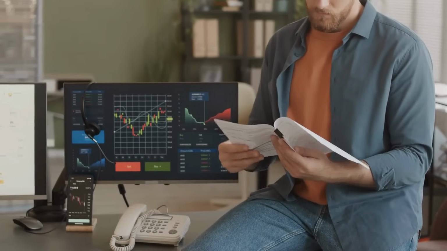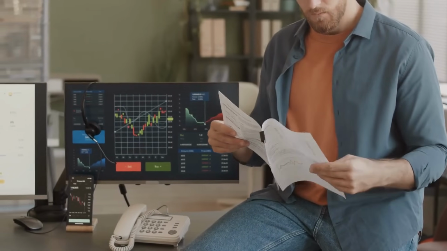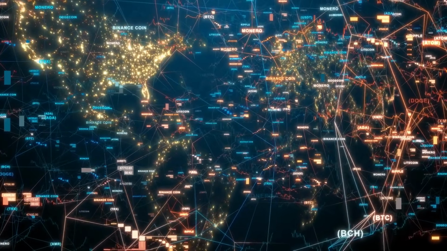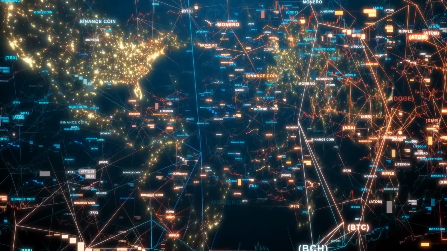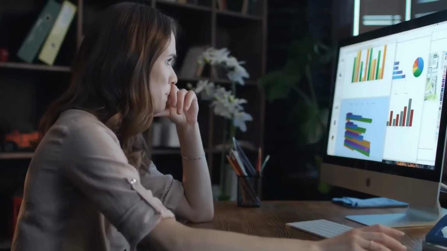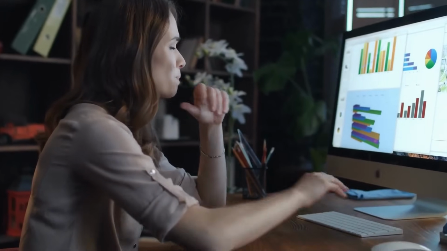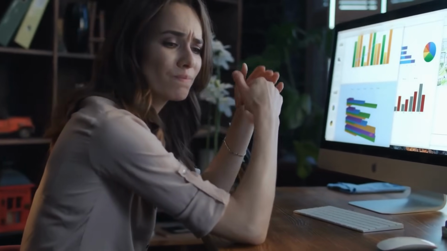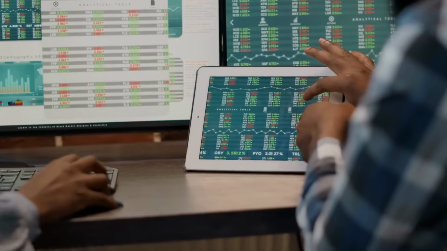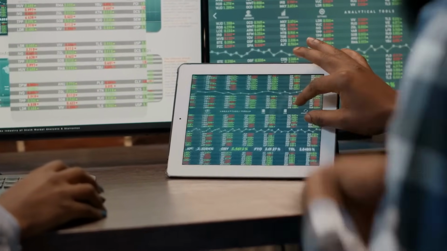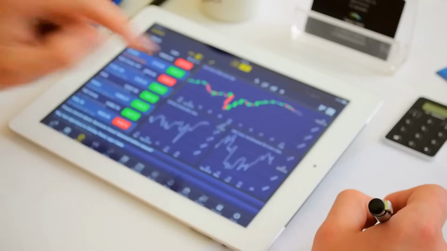Hello dear friends. Today let's talk about what are isolated margin and cross margin. Isolated margin and cross margin are two different margin types available on many cryptocurrency trading platforms. The choice between isolated margin and cross margin boils down to an individual's trading strategy, risk tolerance, and how actively they wish to manage their positions.